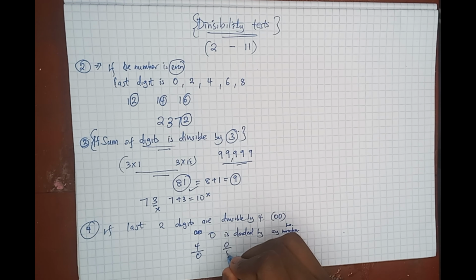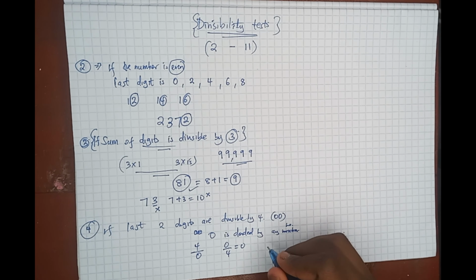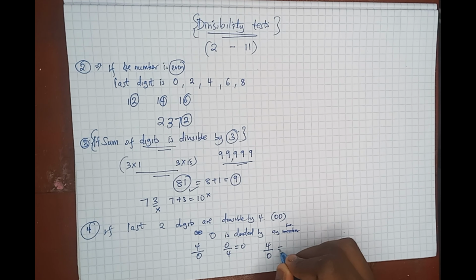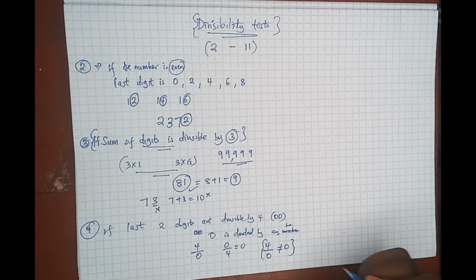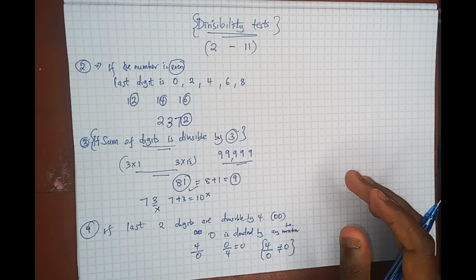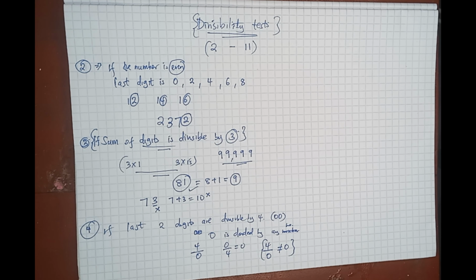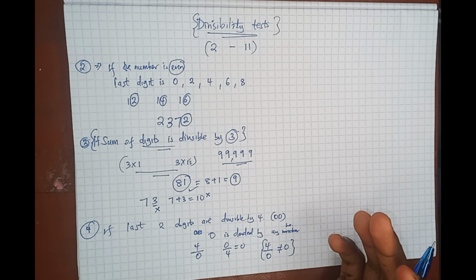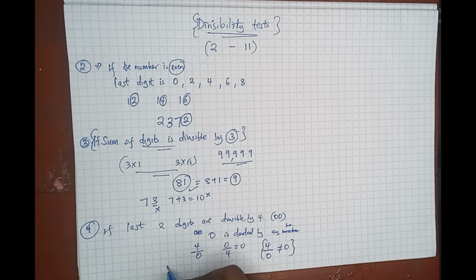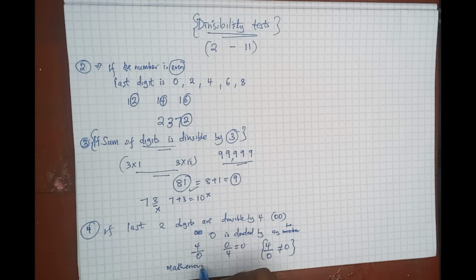So 0 divided by 4 is 0, okay? But 4 divided by 0 is not equal to 0. Fun fact. I'll explain it to you in another unrelated video. You will learn it in calculus when you get to form 4. But it's very interesting as to why 4 divided by 0 is not defined. Even if you do it on a calculator, it will give you a math error. It's an undefined number.